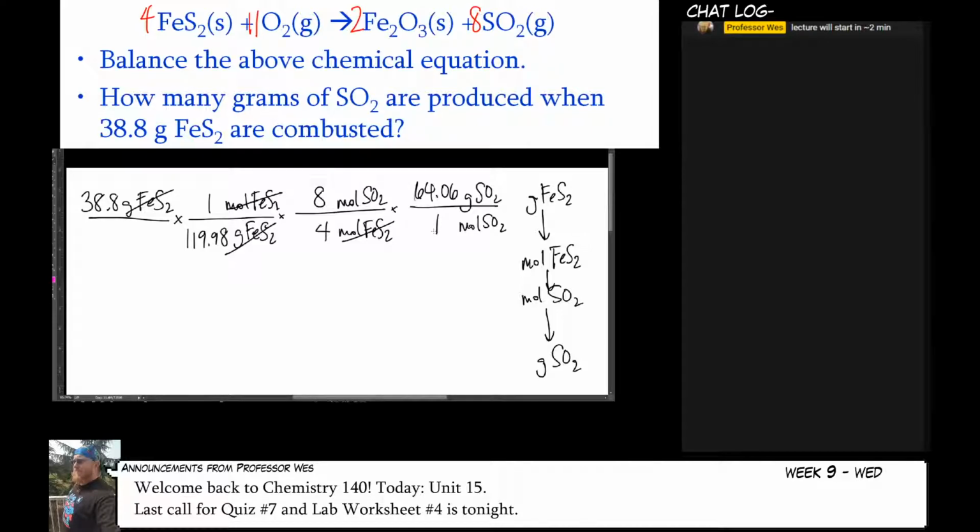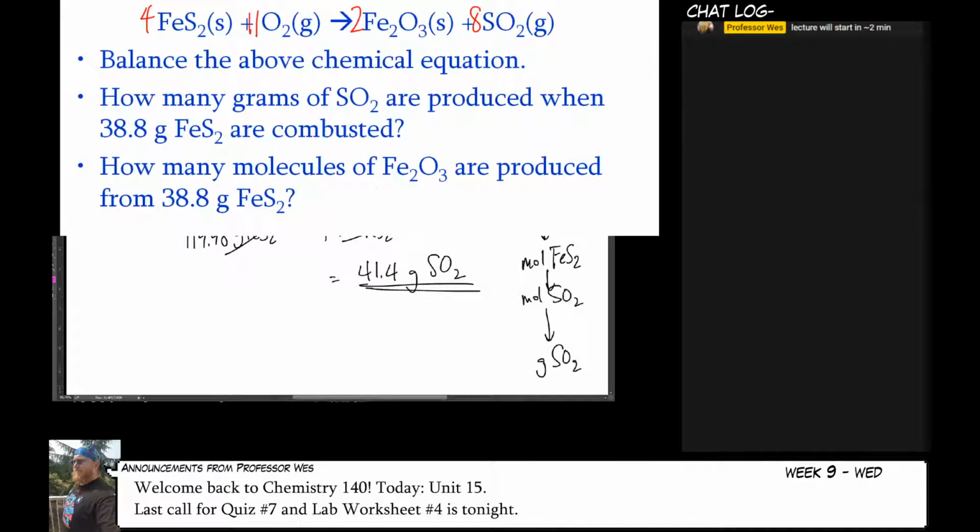So I'm going to type this in. 119.98 times 4. I got 41.4 grams of SO2 are generated. So that's the first one.